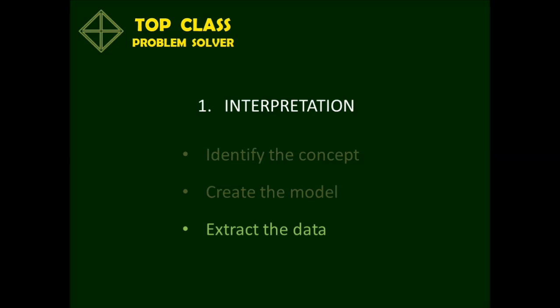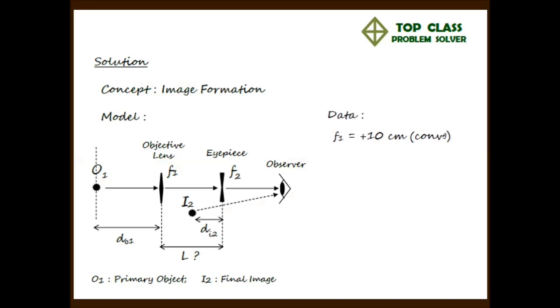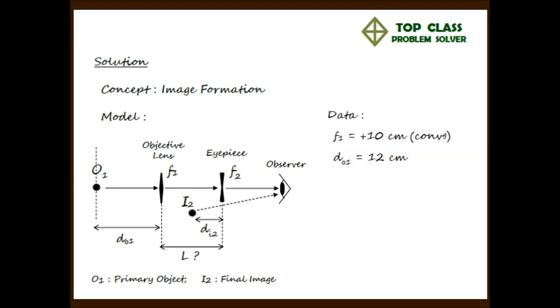The third step of the interpretation is to extract the data carefully from the problem. The focal length of the objective lens is 10 centimeters. So we denote that f1 is plus 10 centimeters. We write the plus to emphasize that the first lens is a converging lens. The primary object is placed at 12 centimeters from the objective lens. That is our distance dO1.